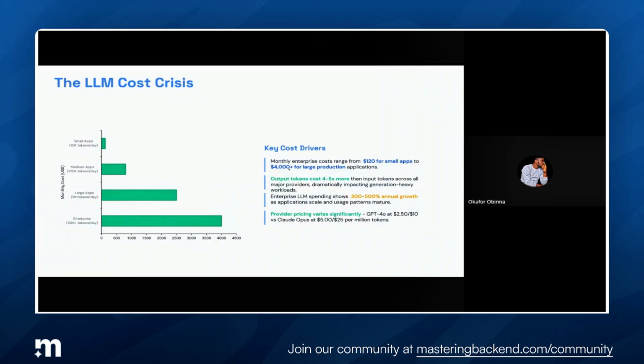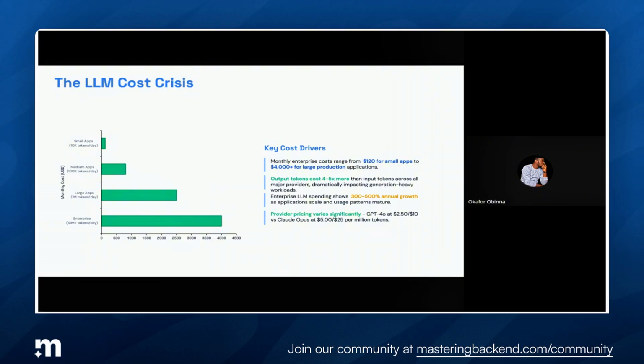LLM cost crisis: monthly enterprise cost ranges from $120 for small apps to $4,000 for large production applications. We already discussed the whole idea of how all these AI companies make money. Obviously, they are powerful models. They're not going to open source it. So it's closed source, it's proprietary. And the only way you can access it is probably you subscribe, or they give you a throttled or rate limited access, whereby you can use it up to a particular point, and then they ask you to pay, or you wait for the rate limit to clear before you can continue using it, right?